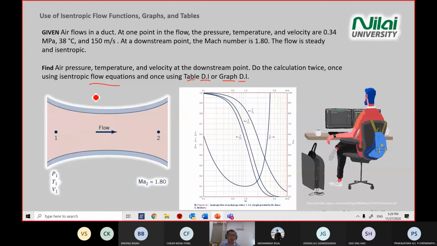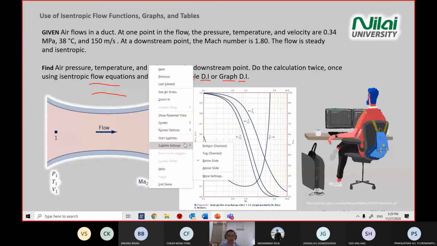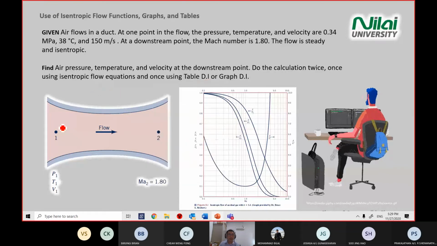Now we have this scenario where we have a change of our profile. Before this, we all looked at a very straightforward straight pipe, and now we look at a different geometry of the pipe. Now this pipe has 2 points, and the temperature and pressure are given. Pressure is 0.34 megapascal, which is here, and temperature T1 is 38 degrees C. Velocity at this point is 150 meter per second.